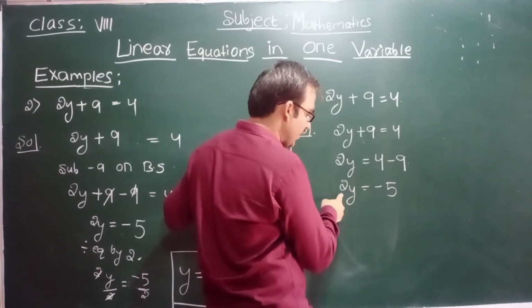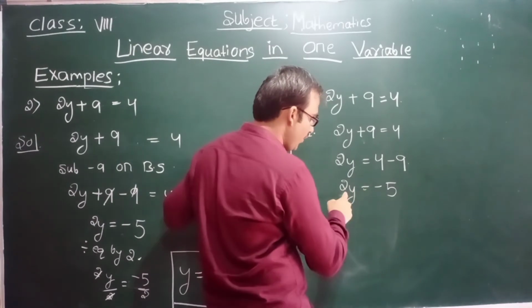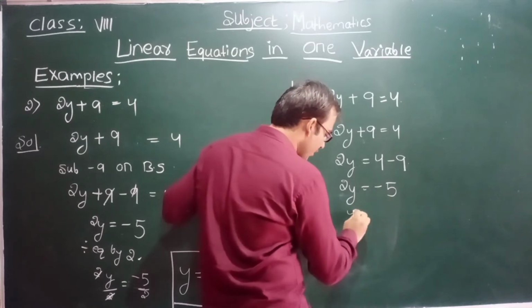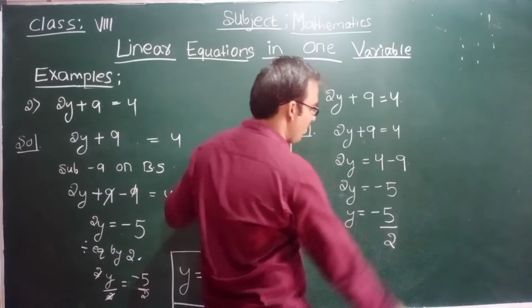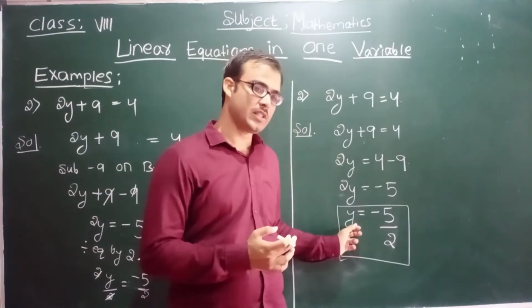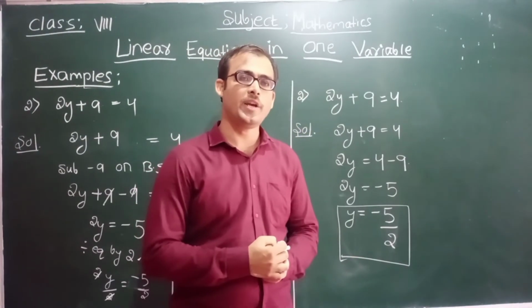Now transpose this 2 to that side. Here it is in multiplication. That is, 2y means 2 into y. If you transpose 2 there, it will become division. So here y is equal to minus 5 by 2. What is the solution? y is equal to minus 5 by 2.